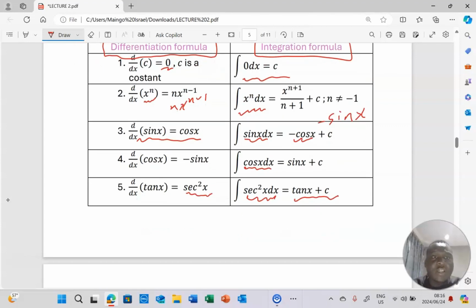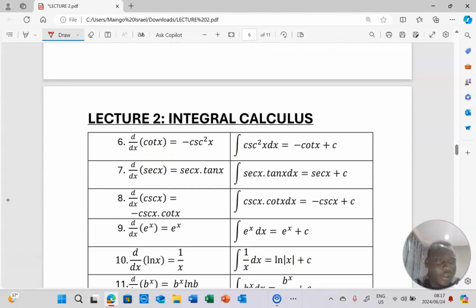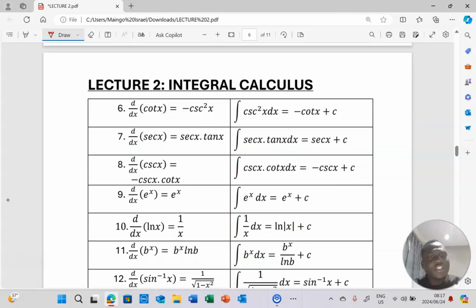Moving to the other rules, d over dx of cot x is negative cosec squared x. But when we integrate cosec squared x, we ask ourselves what we differentiate to get this, which is negative cot, because when we differentiate cot x, we get negative cosec squared x. So we need negative of cot x, so we have negative cot x plus c.